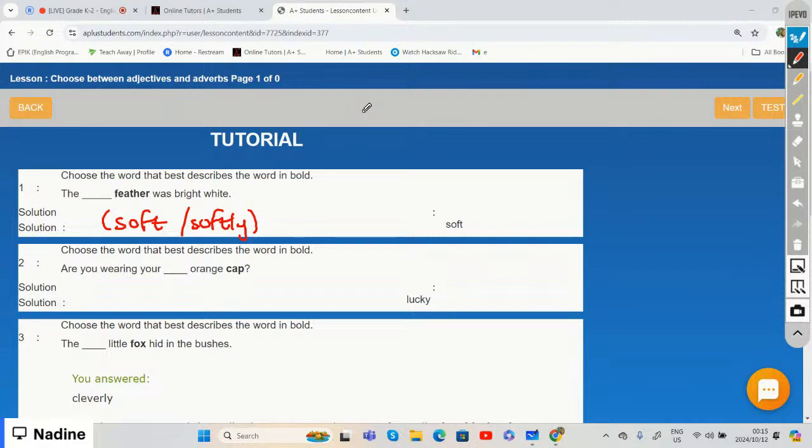All right. So if we were to choose the correct term, we will say the soft feather, because feather is a noun. So we say the feathers are soft. If we had to describe a verb, then we would say softly, right? So if it was a verb, we would have said softly. But since it is a noun, we say soft. The soft feather was bright white. So well done. Soft is correct.